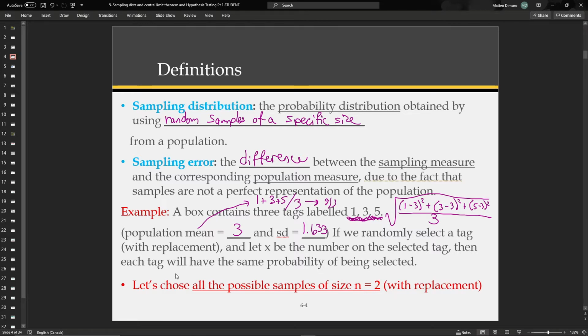So to do that, we're going to do all the possible sample sizes of 2, of n equal 2. Remember, we're doing this with replacement. So that means that when you remove a tag, you look at the number, and then you put the tag back in so that they all have the same probability of being selected. Okay? So, next slide here.